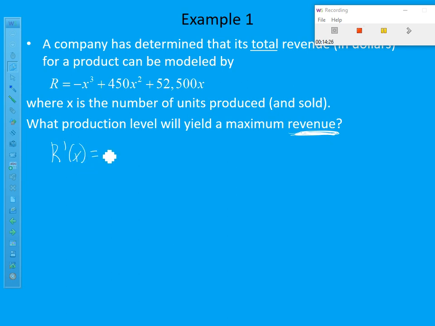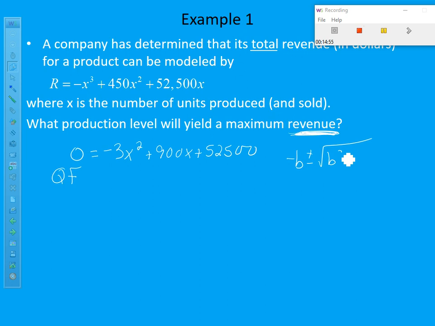So let's go get this derivative, which would be 3x squared plus 900x plus 52,500. And we need to set that equal to 0. Now, like I've said before, I like to factor, but I am not going to try to factor that. I'm going to use the quadratic formula on my calculator. If you don't have that, we are stuck with going old school and going quadratic formula by hand.